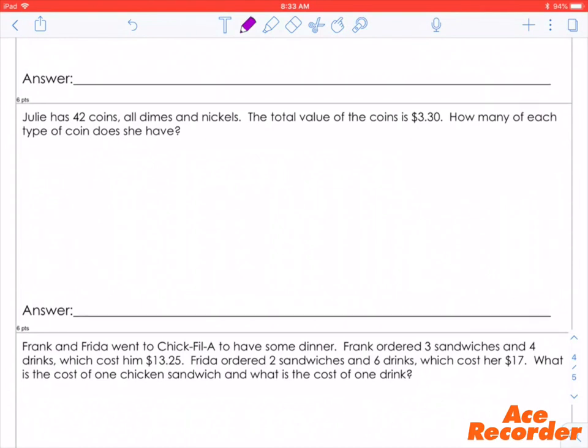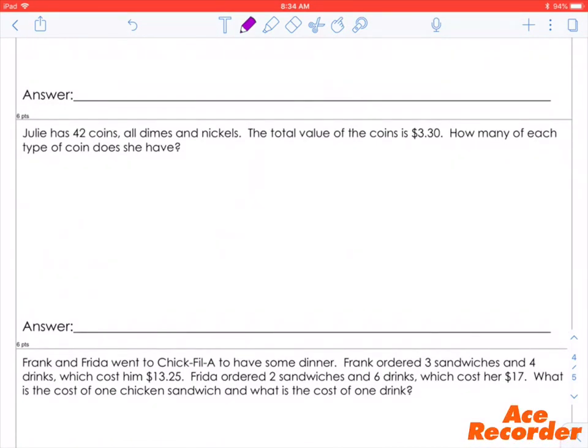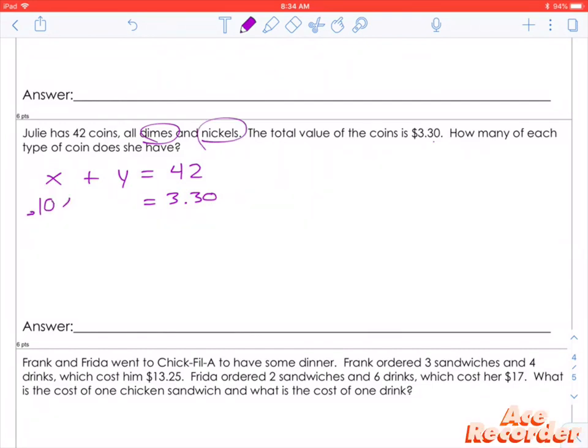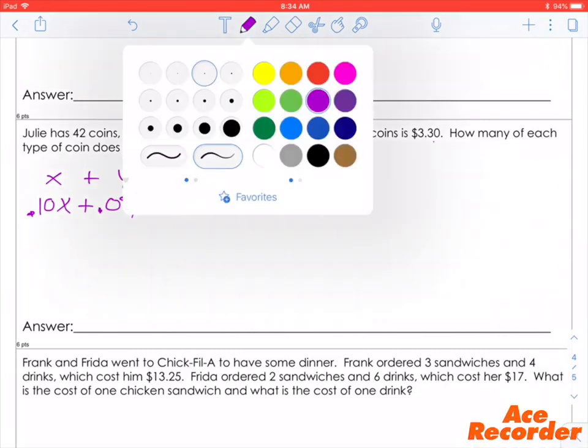Same thing here. We did this one in class. We have 42 coins, so x plus y equals 42. And then the amount of money is $3.30. So again, it's dimes and nickels. That's 0.10x plus 0.05y equals 3.30. And so multiply to get opposites.